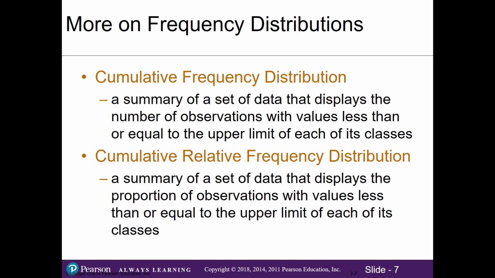The textbook also covers cumulative frequency distribution and cumulative relative frequency distribution. Both are very similar to what we just covered. It's just that cumulative tells us to add up the values as we go through each class or category. I have not seen this used in business often, so we will not cover it in this course.